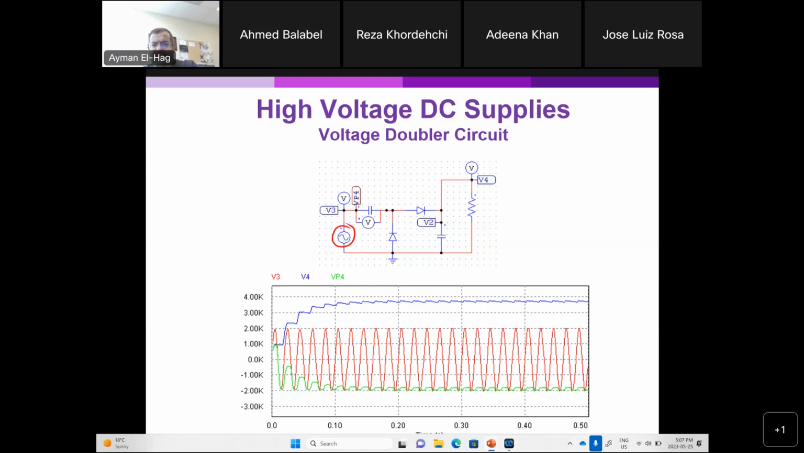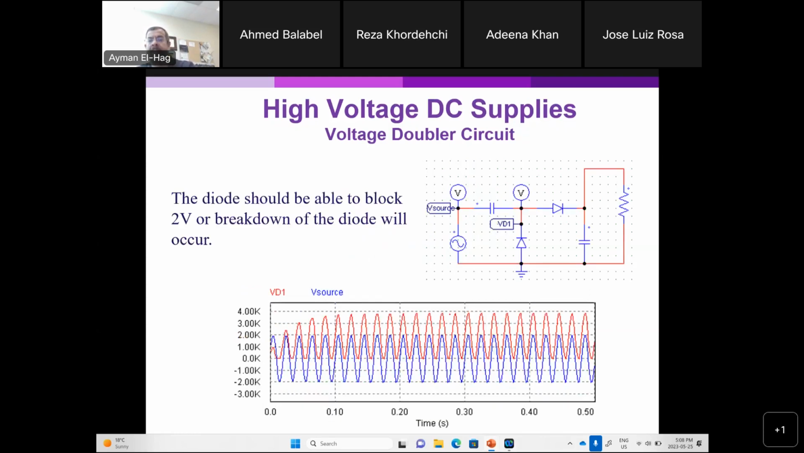What we are interested in is V4. V4 is the blue one. So you see here the voltage goes up every time because you do not fully charge the capacitor from the first cycle. You will charge it a little bit every time until you reach around 4 kilovolts. So the peak value was 2 kilovolts here, and after some time, which is not that long, you will reach 4 kilovolts. So this is the voltage doubler, only one stage.